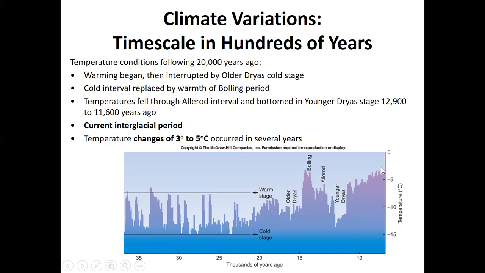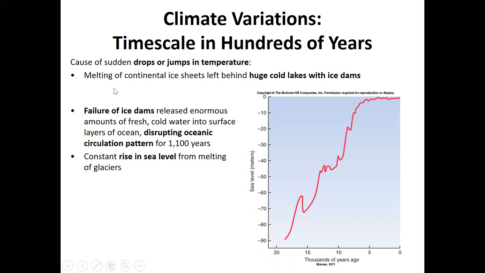So temperature changes of 3 to 5 degrees occurred in several years, which is very, very rapid. So what caused these sudden drops or jumps in temperature? Well, as the continental ice sheets melted, they left behind huge, cold lakes held back by what are known as ice dams.